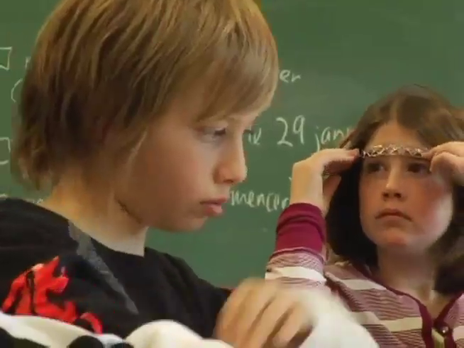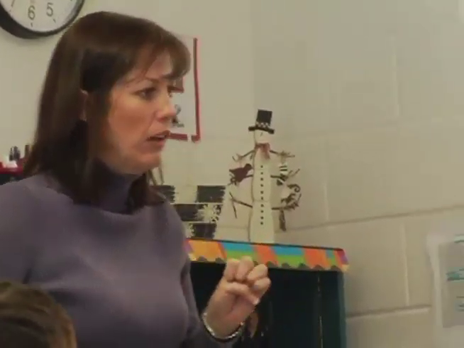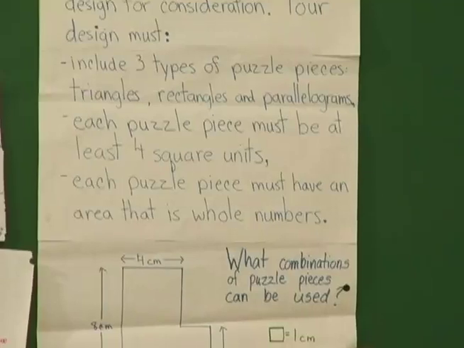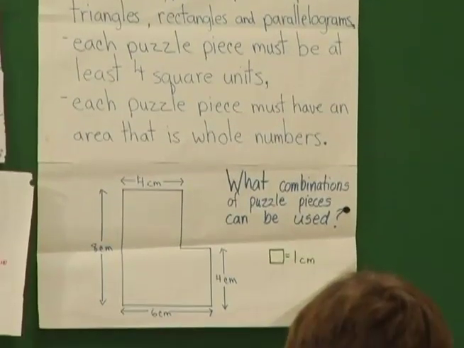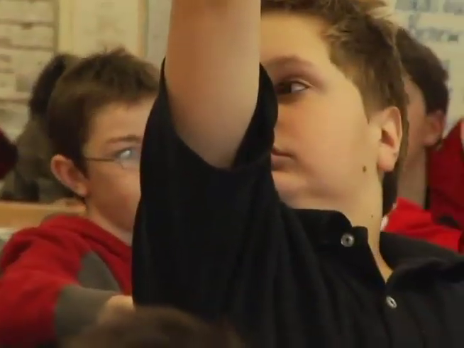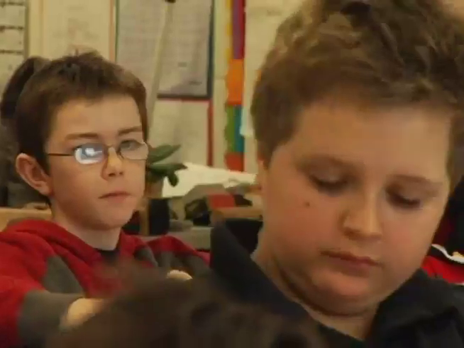When you see at least, what does that tell you? At least. Emma? It has to be 4 or up. 4 or more. Each puzzle piece must have an area that is a whole number. Give me an example of whole numbers. Cameron? Like 4 square units. That's an example. 5. Could I use 4.3? No. Could I use 5.5? No. Okay, so it has to be whole numbers.